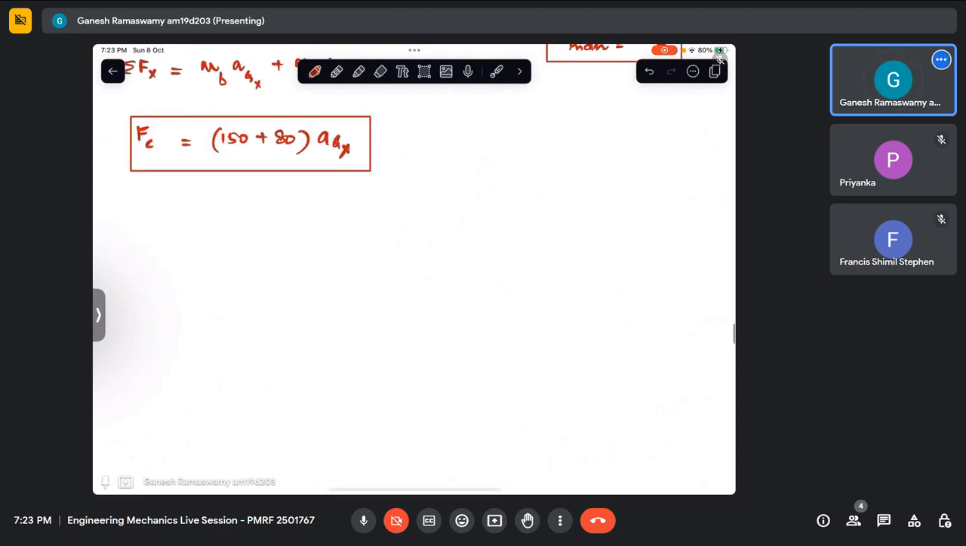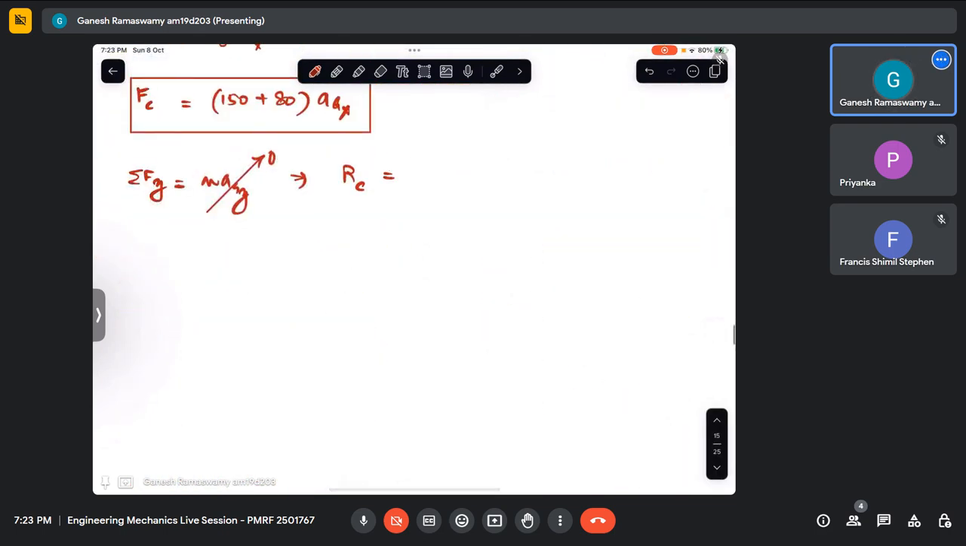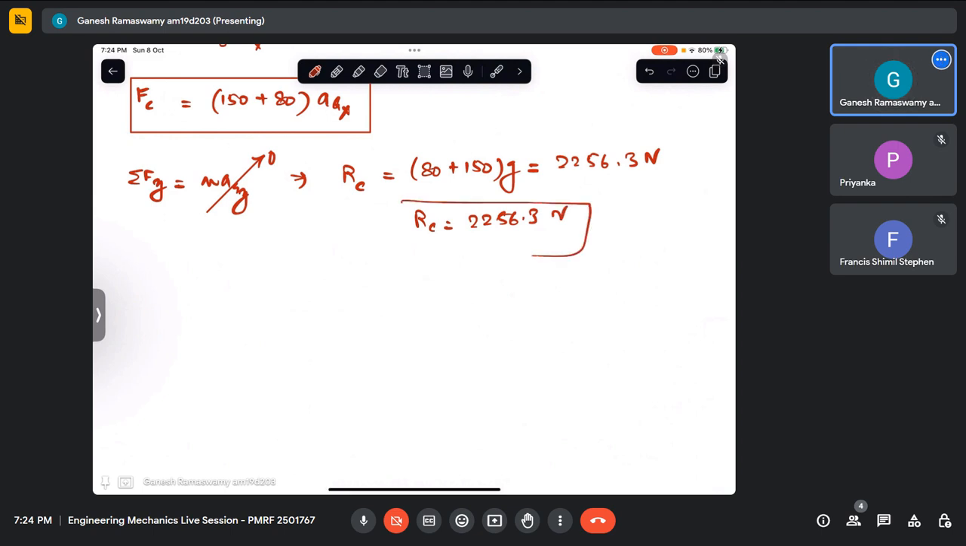Similarly, if I were to add up the verticals, I know that this will be m a g y, with the understanding that the person is not going through the floor. This is 0. So what will this be? R C. I have put one reaction at C that is countering the total weight. So this is 80 plus 150 into 9.81. So this is 2256.3 Newton. So R C we have readily got as 2256.3 Newton. Okay.